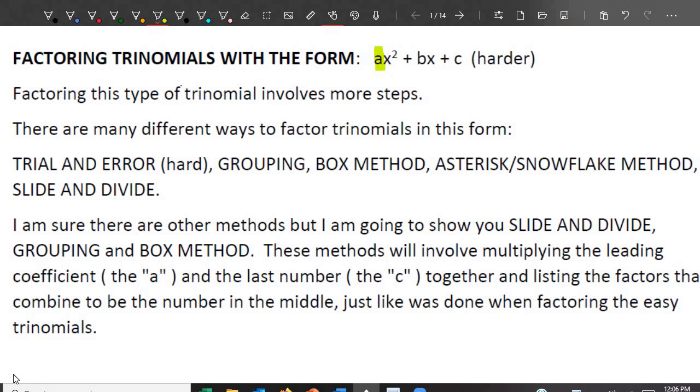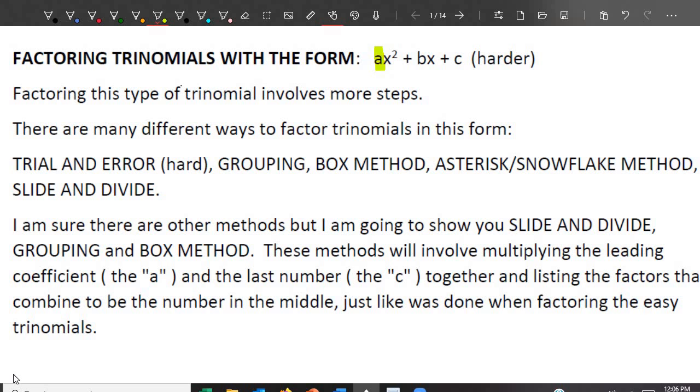I learned something called a trial and error method, which is a lot harder. There's the grouping method, the box method some people use. There's something called the asterisk and the snowflake method, which I don't really know what that is. And there's some method called the slide and divide. That's the method I use specifically. I'm also going to use this video to show you the grouping method and the box method. You might like those better.